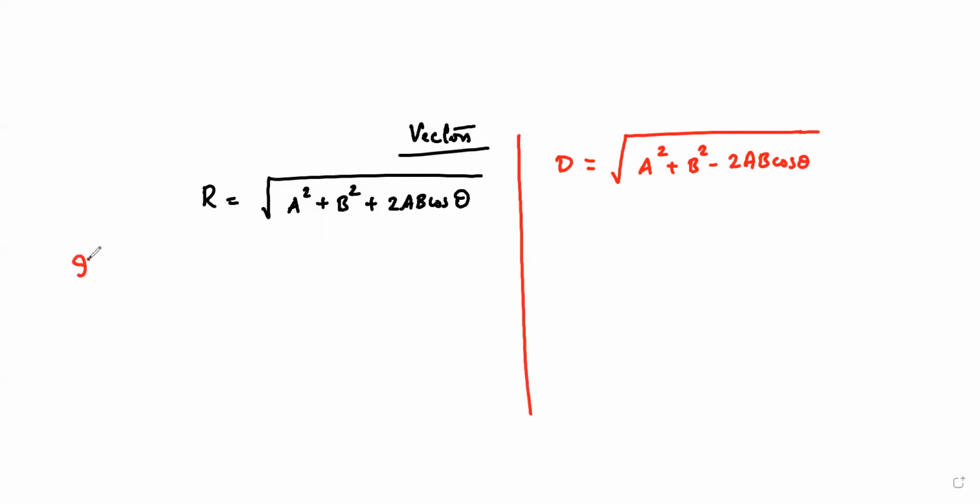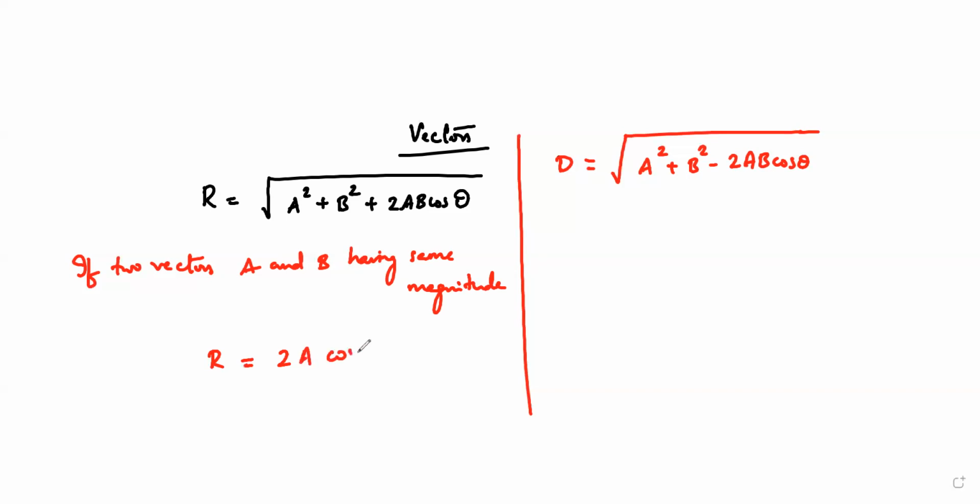And let us say there are two vectors and they have the same magnitude. Then R will be equal to 2A cos theta by 2 and the difference will be equal to 2A sin theta by 2. This is one thing that you need to know.